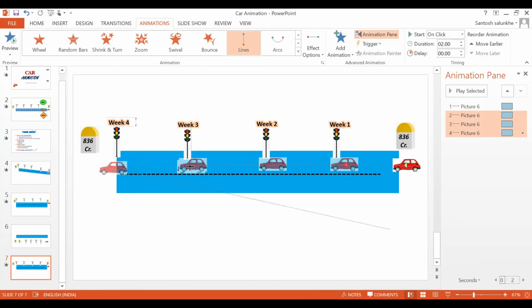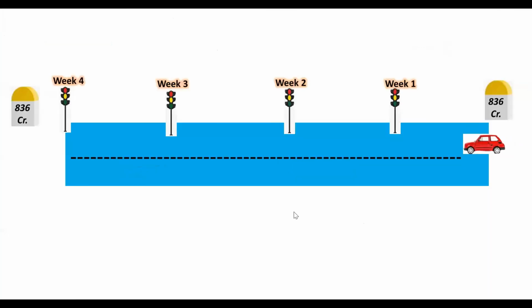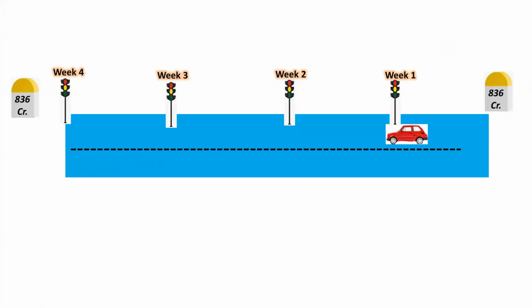So we have to keep this point aligned with the car. Now let's see the animation. Is it perfect? Week 1, week 2, week 3, and week 4. So our car started moving.